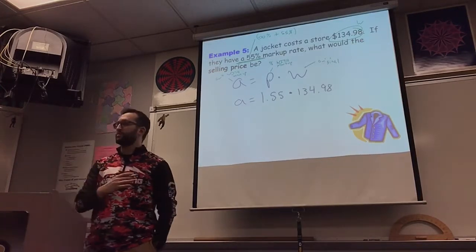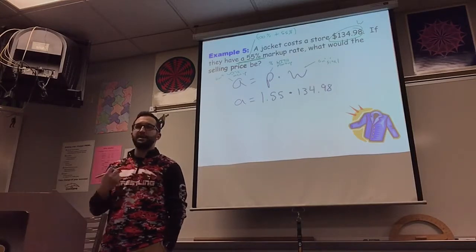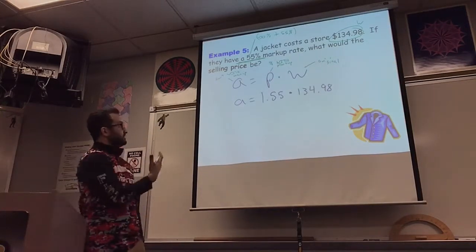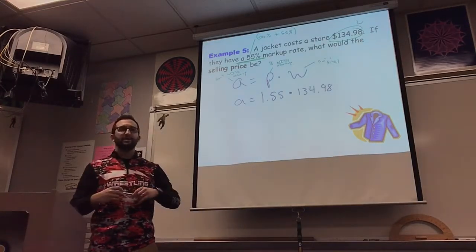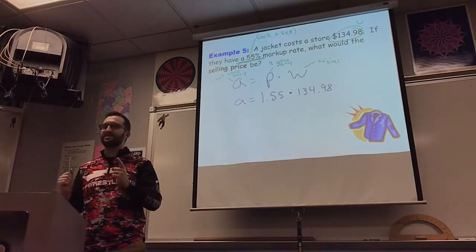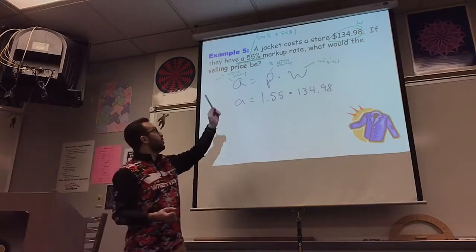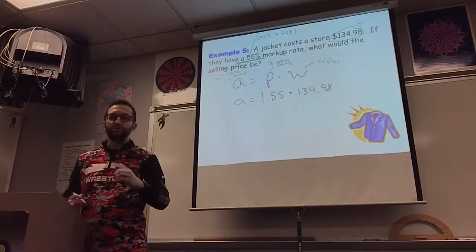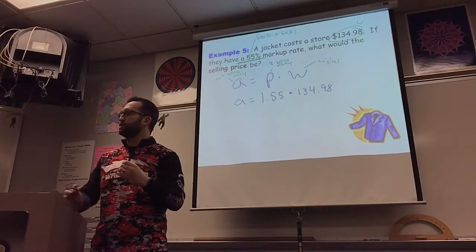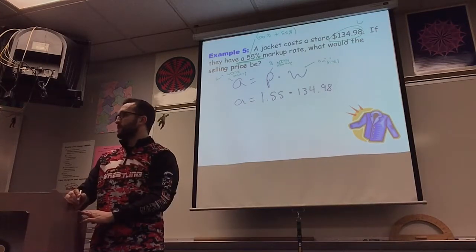Now, could you use the other method, where you find the markup and then add it? Yes. To me, this is faster. And it only will work if you take the time to decide what A and P will represent. I'm trying to hit this home. You have to decide for yourself what you want A and P to be.